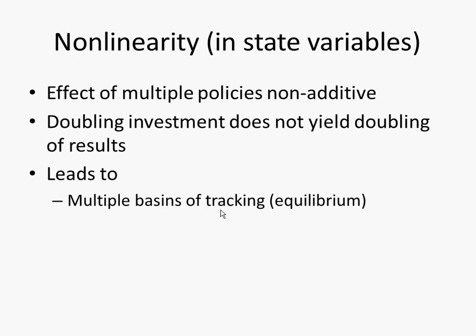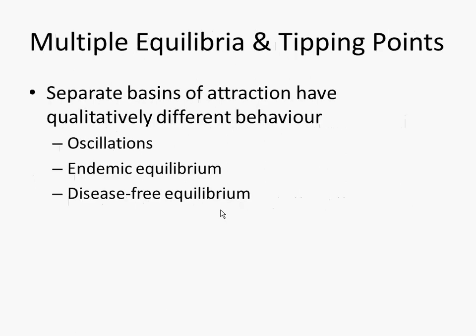Another example: doubling an investment doesn't yield double the results. You put double the investment in an anti-HIV condom promotion campaign, it doesn't yield double the results, right? Further, we can get in a situation where we have multiple basins of attraction, where we have multiple endpoints and where we can get lock-in to those endpoints. And we'll see various equilibria come out of this. Situations which can be very good to achieve, like disease-free, and situations which we sometimes have to settle for where it's endemic, where it stays circulating in the population.